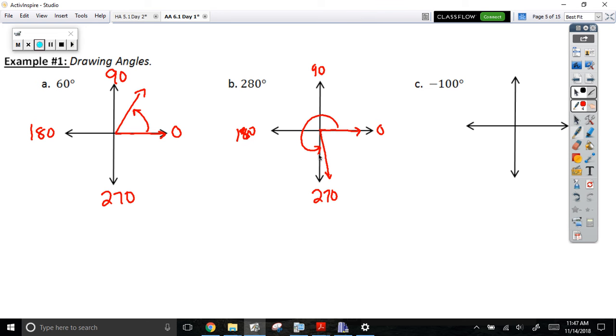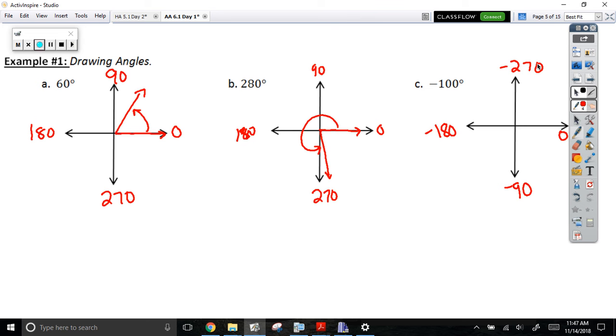Now negatives, when you do your negative angles, you're going to want to label with negative reference angles. So instead of putting 90 at the top, you'll have 0 here. This will be negative 90. This will be negative 180 and negative 270.